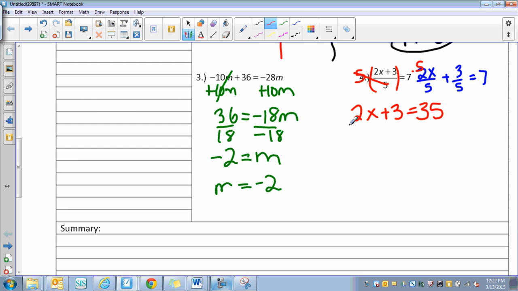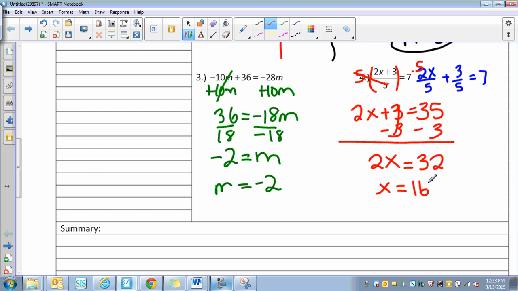And then we can solve the numerator because it's not tied in with this denominator anymore. So we can subtract 3 from both sides. So we have 2x is equal to 32. Therefore, x equals 16. And again, we could plug that in to check.